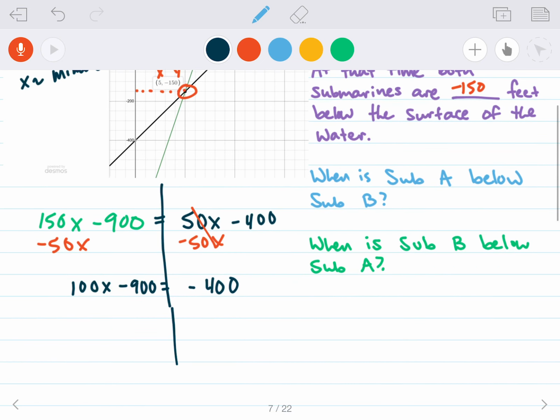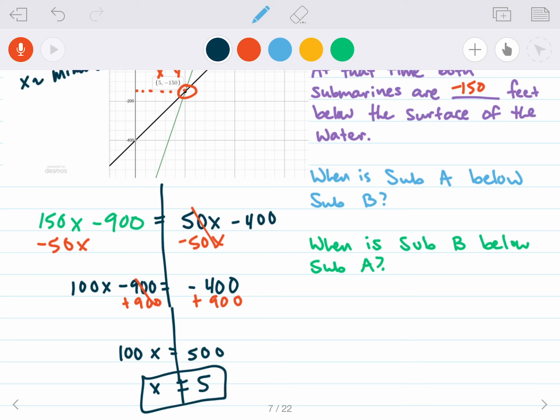From here, I can add 900 to both sides, and I get 100 times x on the left equals 500 on the right. Finally, I can divide both sides by 100 to get x alone. X is going to be equal to 5. So that's how we can see that algebraically.